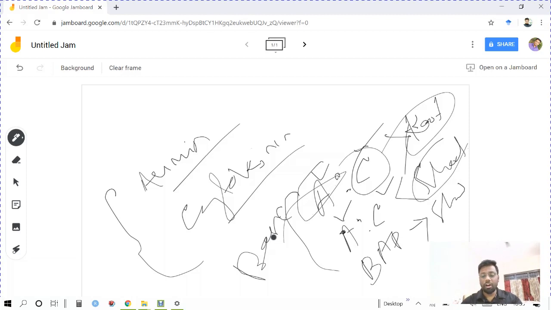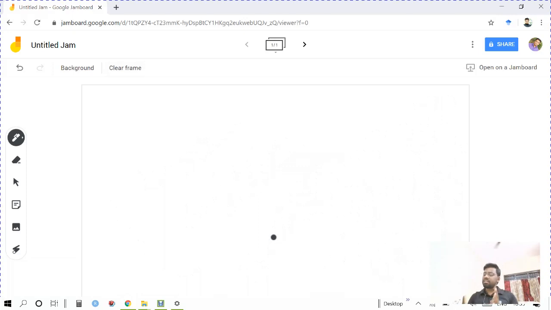Then auxin, one example, these are examples I'm giving. An example is IBA; when we put it, it will promote rooting. So we'll see what is happening in micropropagation. There are two kinds of micropropagation: direct organogenesis or indirect organogenesis.